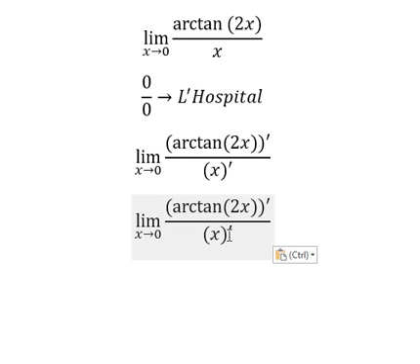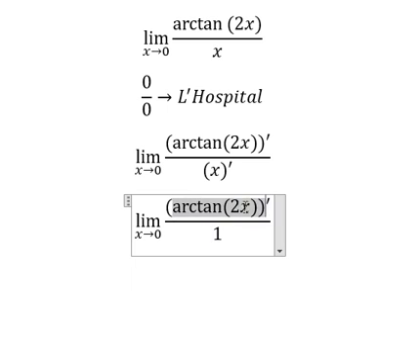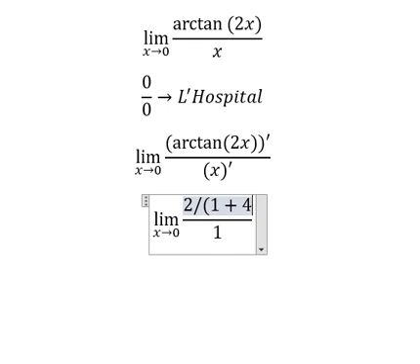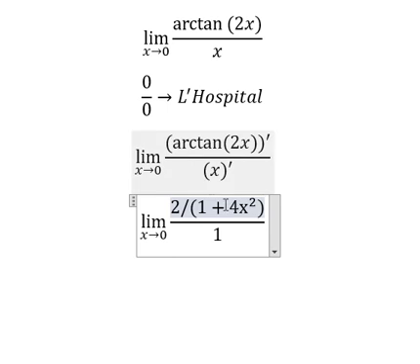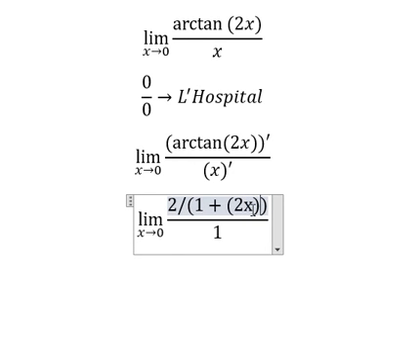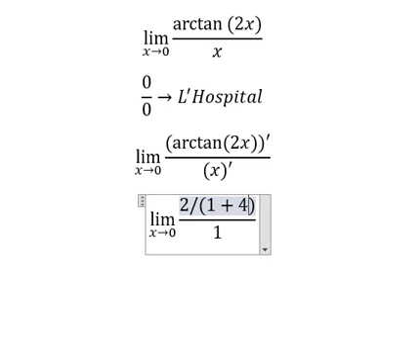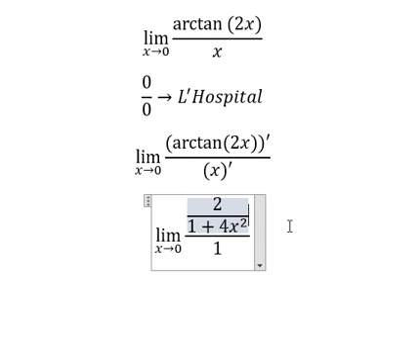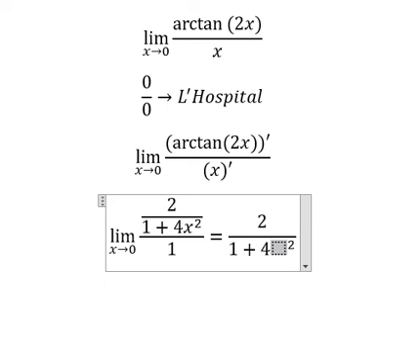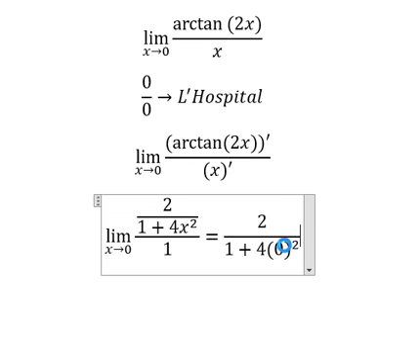So this one, the derivative is number 1. This one, the derivative is number 2 over 1 plus 4x squared, where the derivative of 4x squared is 2x, everything to the power of 2. Now we put number 0 here. And we have the final answer, which is number 2.